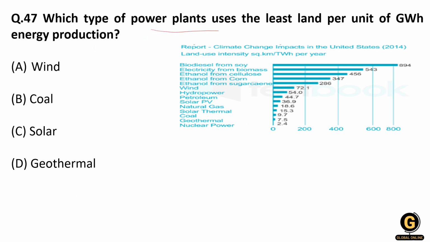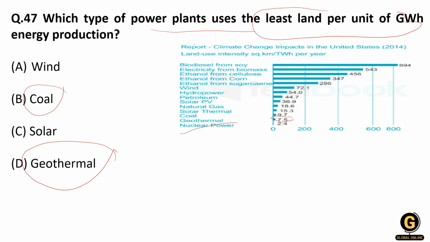Which type of power plant uses the least land per unit for a gigawatt of energy production? So students, the nuclear energy requires the least amount of area, and from the options geothermal energy requires just 7.5 square kilometer for 1 gigawatt of production. Then comes coal, then comes solar, and then fourth is wind. So you have to remember geothermal requires the least amount of area for setting up the power plant. So you have to remember this clearly, then you will be able to answer other questions.